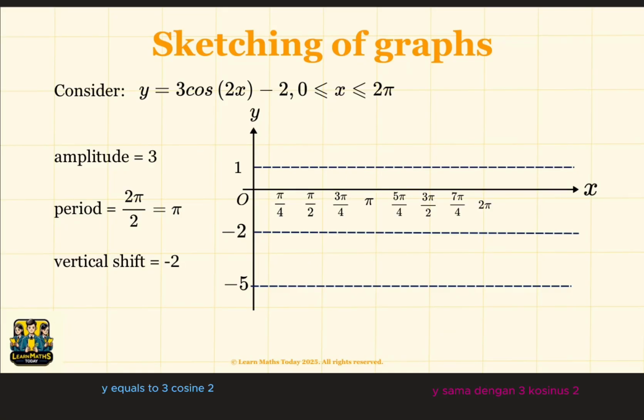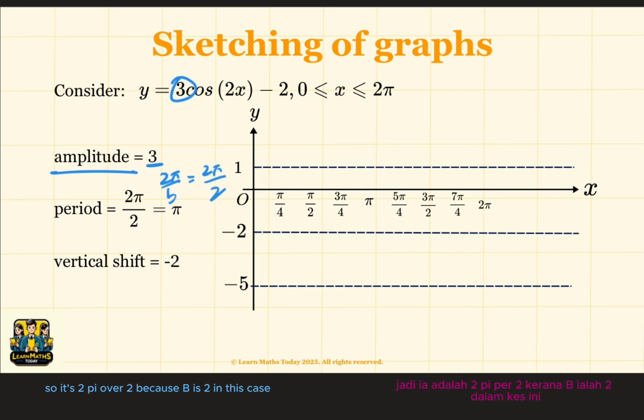Equation: y equals 3 cosine 2x minus 2. So amplitude is the A value. Here the A value is 3, so the amplitude is 3. How about the period? Period is 2 pi over b, right? So it's 2 pi over 2 because b is 2 in this case, which is just pi.